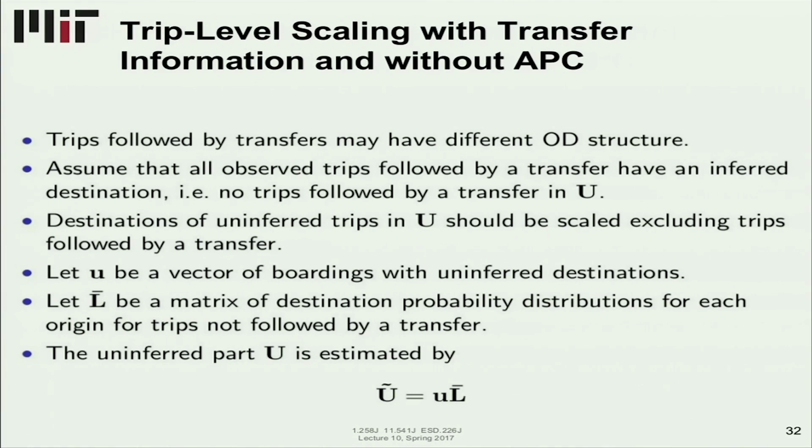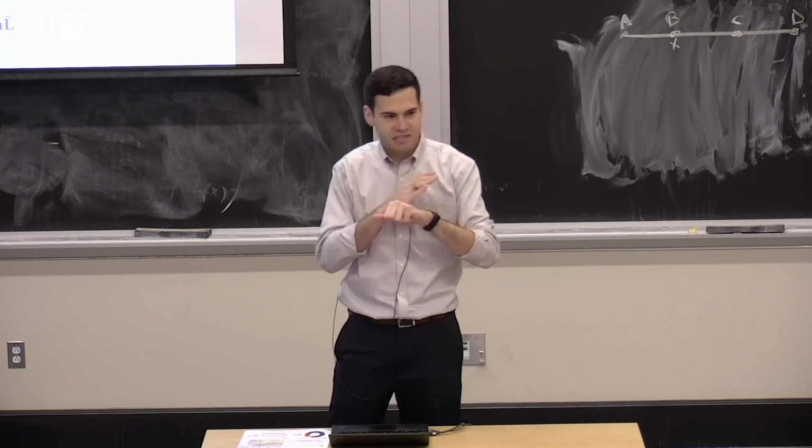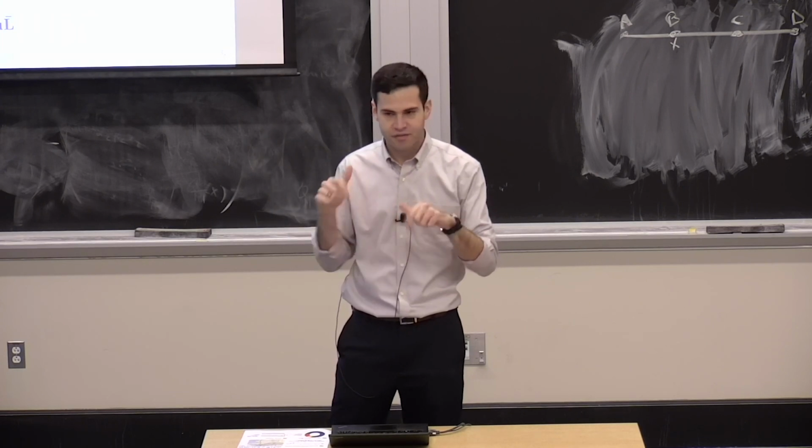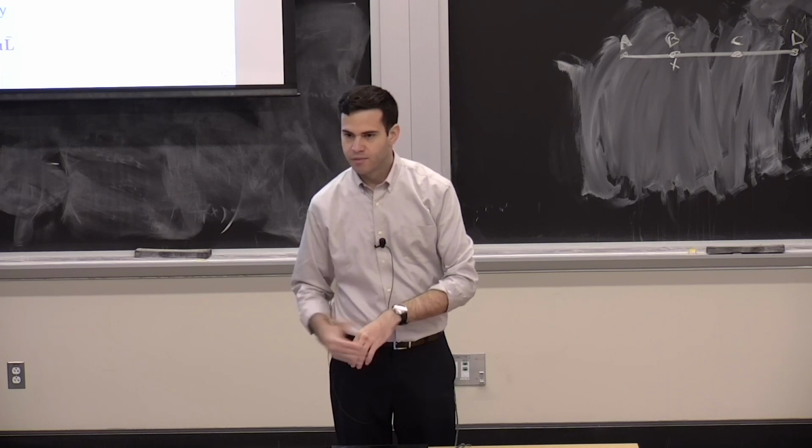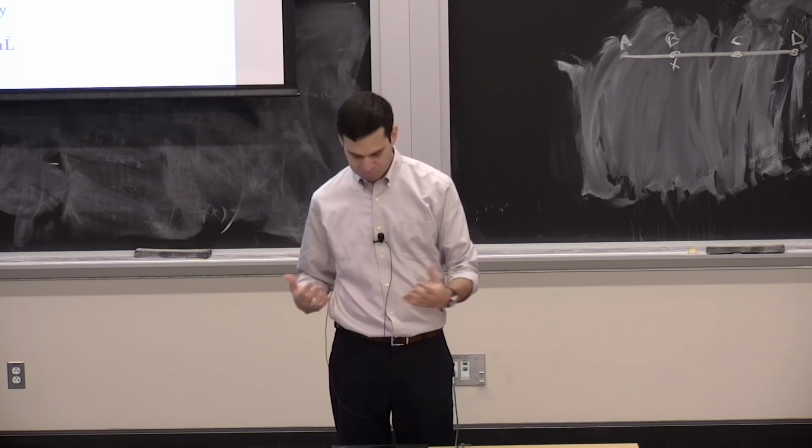So we prepare a different matrix excluding the people that transferred after this trip. And then we use that to scale up the remaining origins in probability. So that's what we have here expressed mathematically. U is the vector of boarding locations with uninferred destinations, and we multiply it times L bar, where L bar is a matrix of destination probabilities of trips not followed by transfers. So that comes from ODX, but we remove trips followed by transfers.